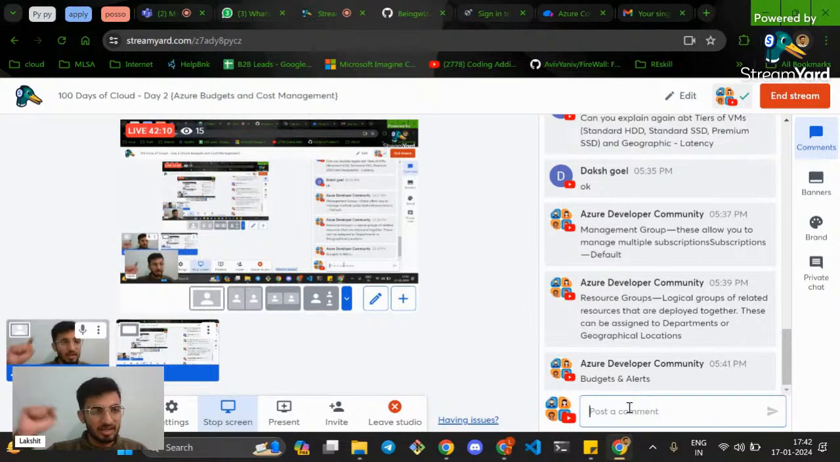So Azure will send an alert to the Gmail ID that you provide to it, and it will give you a notification that you are going to exceed your limit, and to please add money into your account, right? So this is how budgets and alerts work.